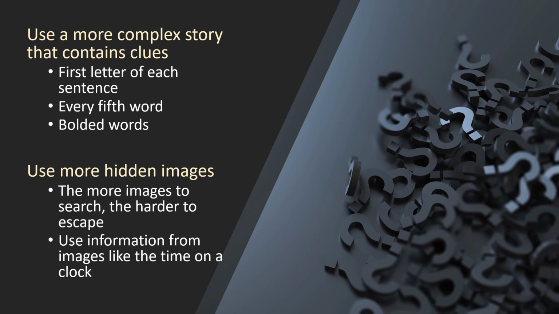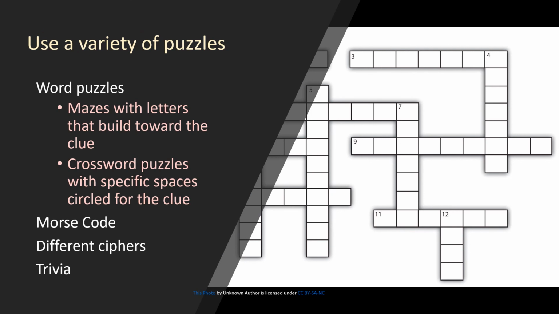You could use the first letter of each sentence, every fifth word, or even bold certain words or make them different colors. You can also add more hidden images. By increasing quantity, you also increase complexity, especially if you design fake clues that can delay participants in finding the correct clues. Images can also contain clues. For instance, if you add a clock image to a hidden clues room, use the time on the clock as a lock answer. Changing puzzle types can also add to the complexity of an escape room.